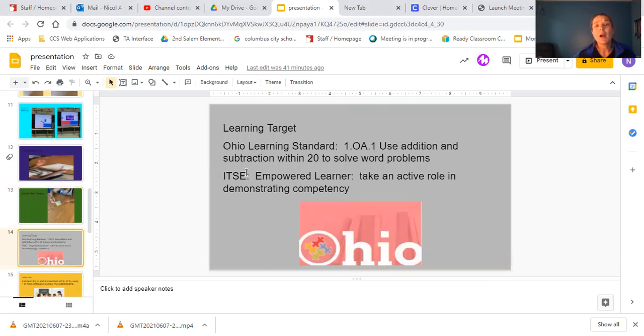Here was that Ohio Learning Standard that I talked about, adding and subtracting within 20 for solving word problems. And then the ITS standard is the empowered learner. I wanted them to take an active role in demonstrating what they understood. So I created a Seesaw activity where they could choose strategies for how they wanted to solve it and explain their answers.